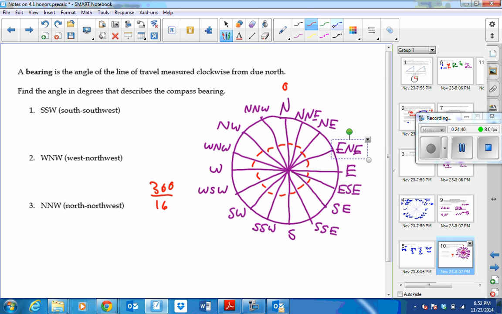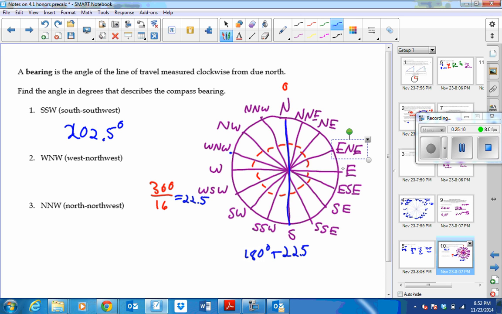So south-southwest is all the way around, past 180 degrees, and then we went another 22.5 degrees. So if I'm looking at south-southwest, there's 180 degrees, and then we have another sector that had 22.5 degrees. So that is 202.5 degrees.